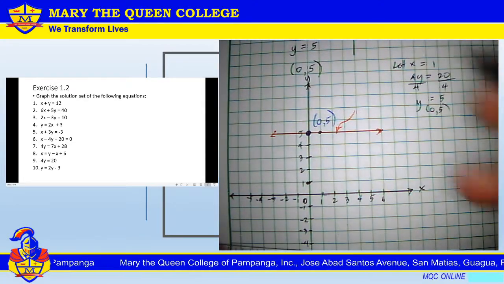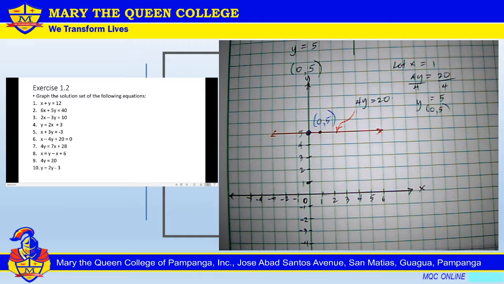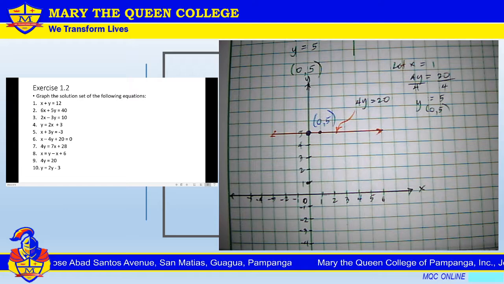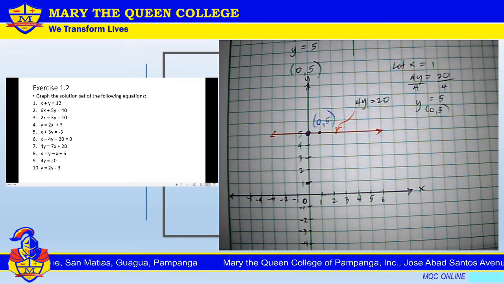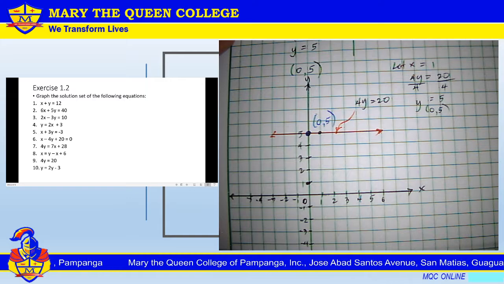So this is now 4y is equal to 20. So that's it. Okay? So how about, sir, what would be the kind of line if we only have x variable? So just like in our previous example in number 9, if you have only x variable within the linear equation, then it is a vertical line. Okay? So if you have only y variable, it is a horizontal line. If it is x only, it is a vertical line. Okay?